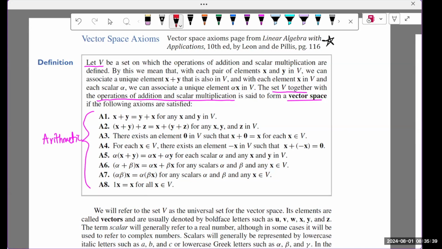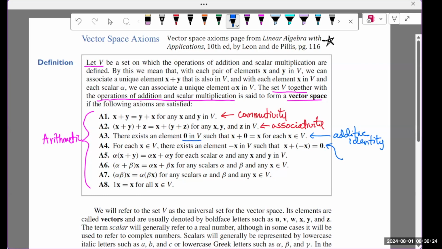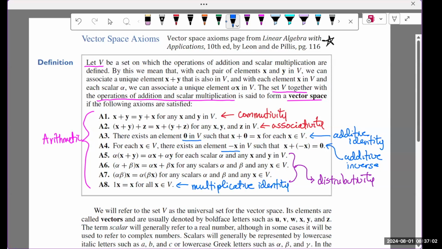And recall that a vector space needs the following qualities: commutativity, associativity, an additive identity, which we usually call 0, an additive inverse, which we usually identify by putting a minus sign in front, the ability to distribute, and a multiplicative identity, which we usually call 1.